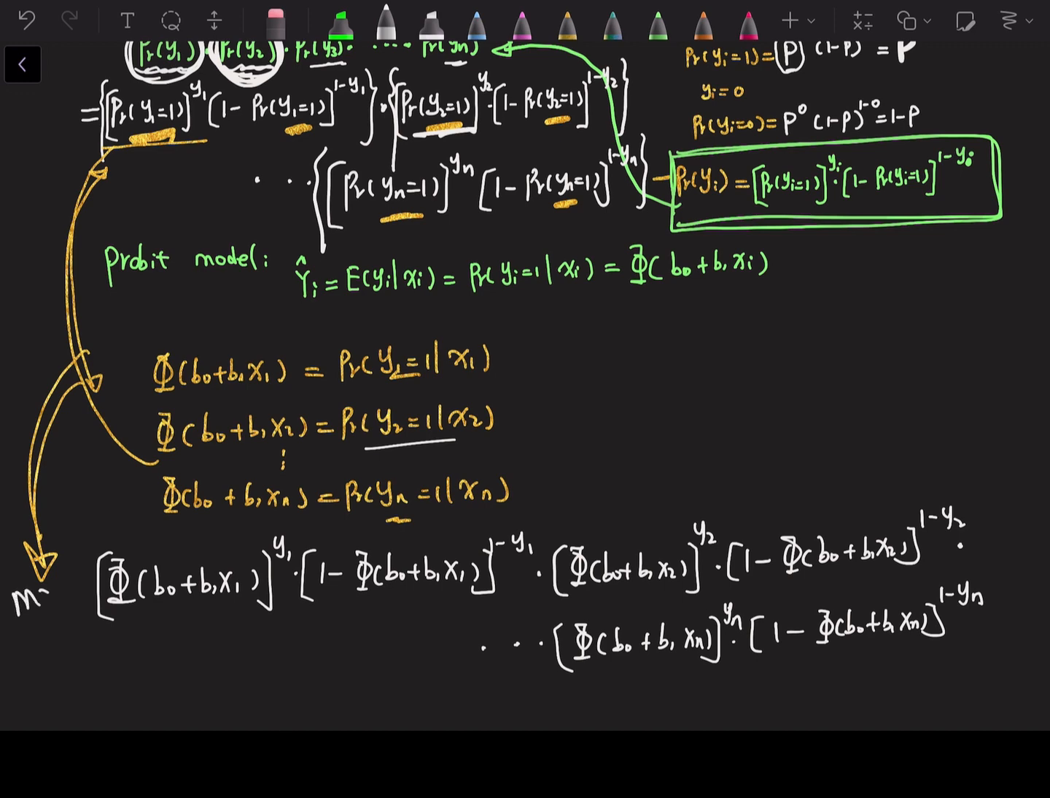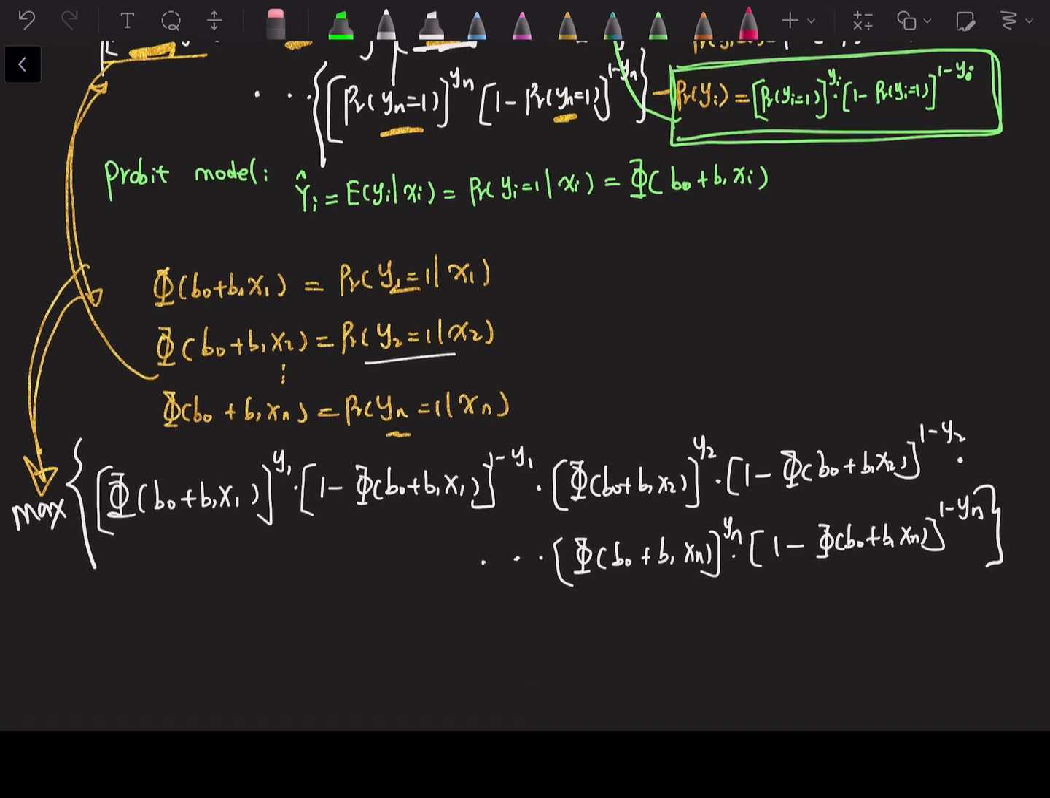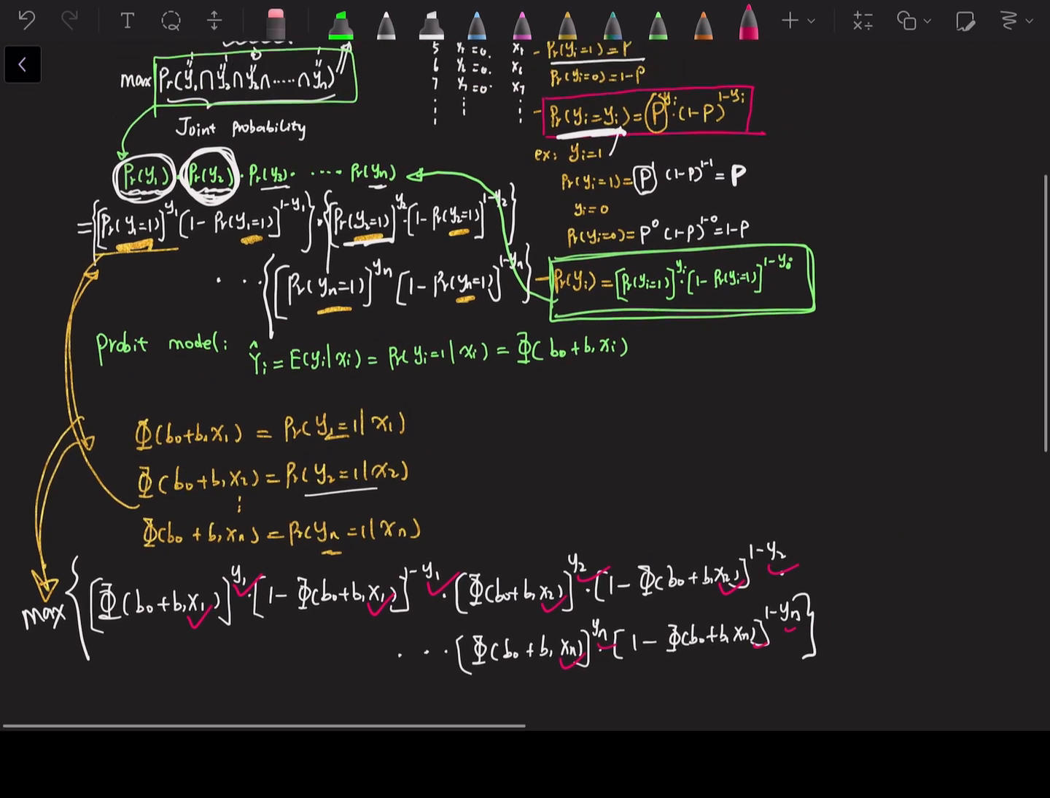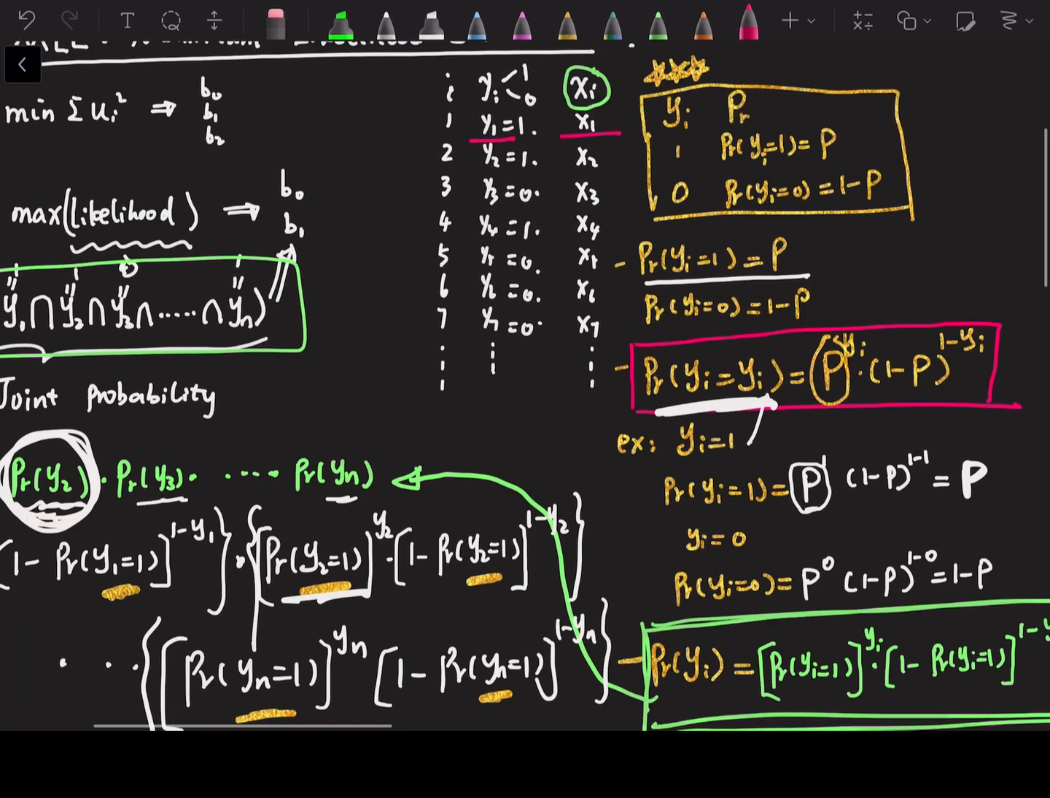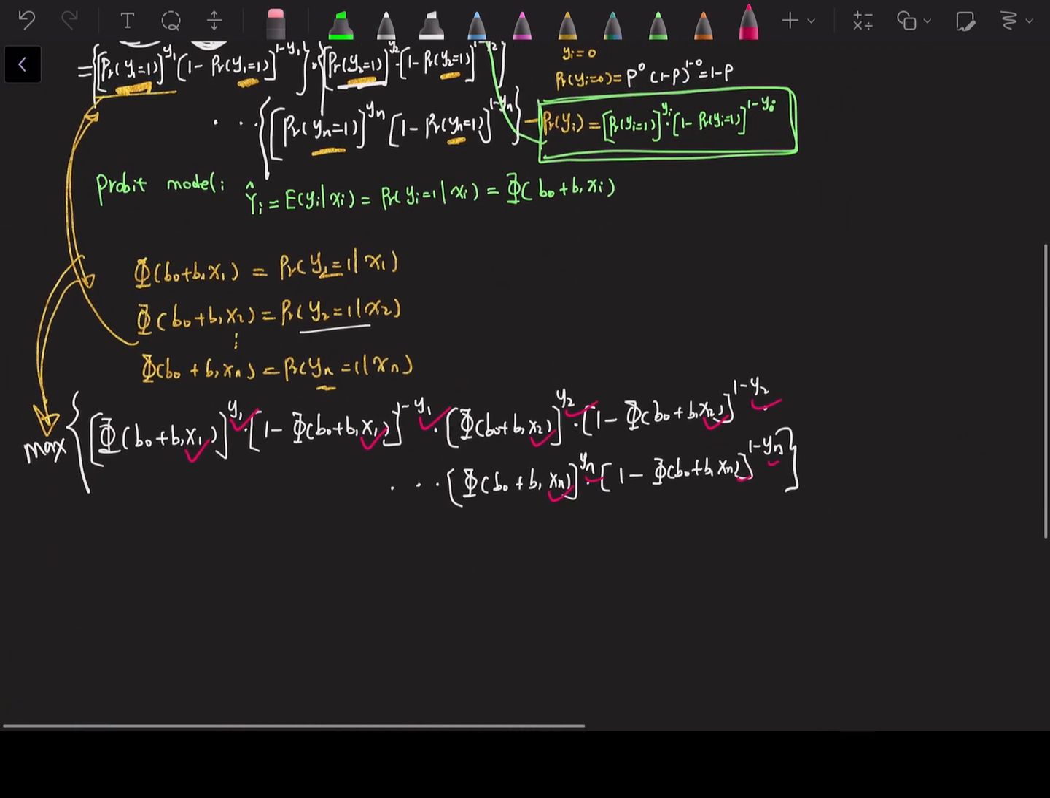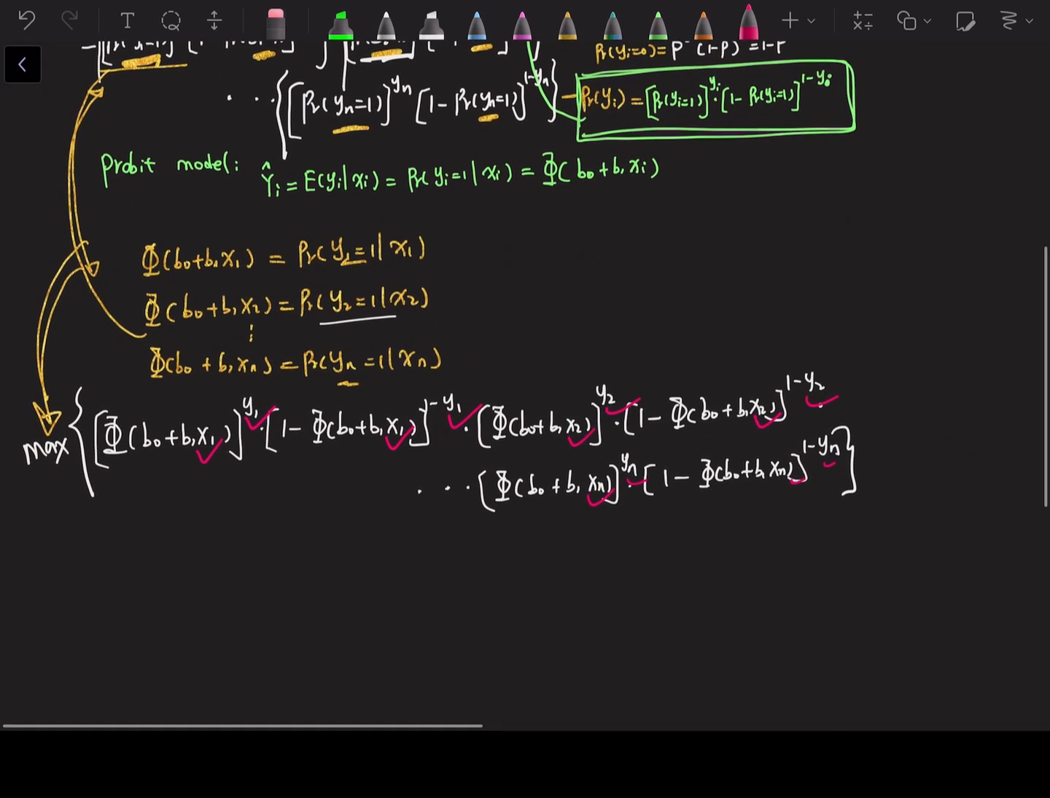You want to maximize this whole joint probability. You know the values of x1, y1, x2, y2, all the way to xn, yn, because you have the observational data. So you have all the data. Now you can plug all the data into this joint probability, and the unknown variables are b0, b1. So you just solve this maximization problem to get the values of b0, b1.